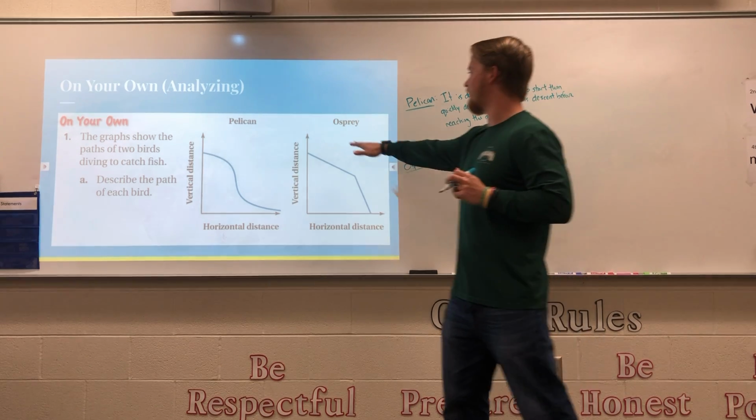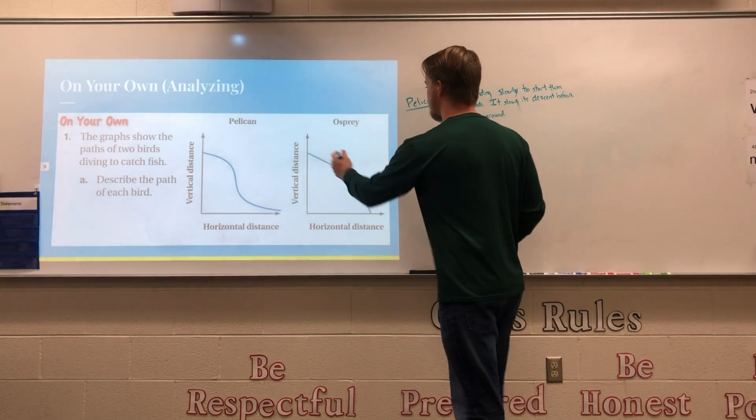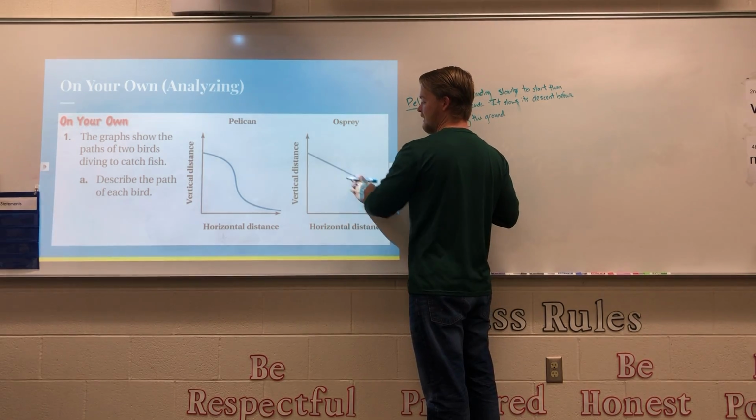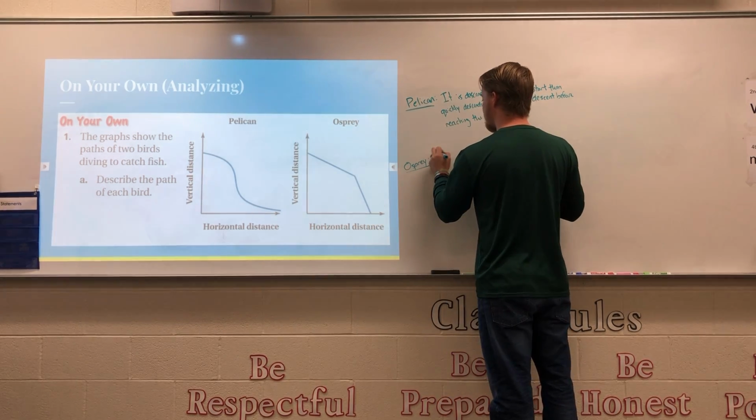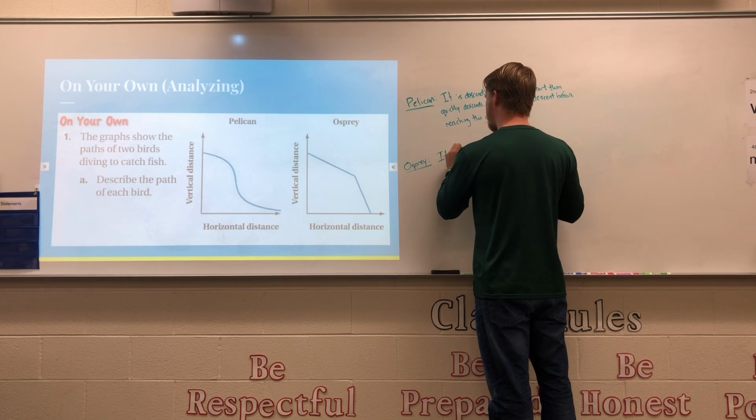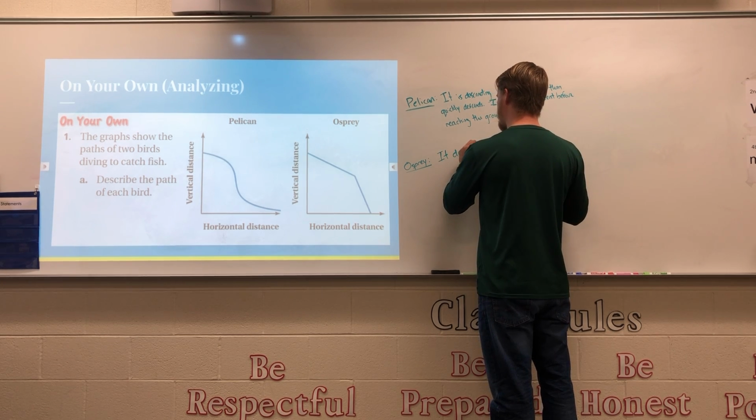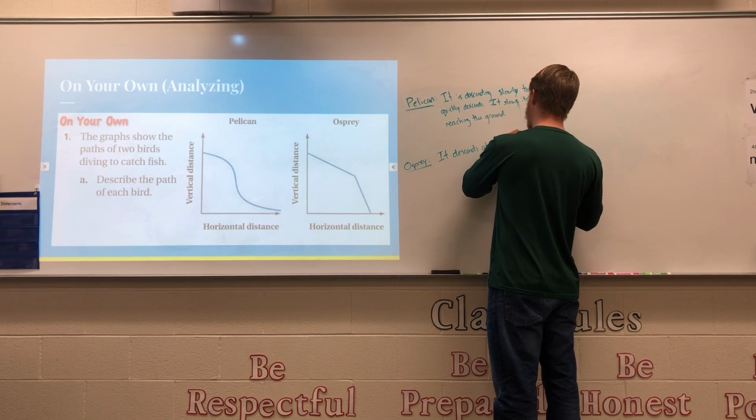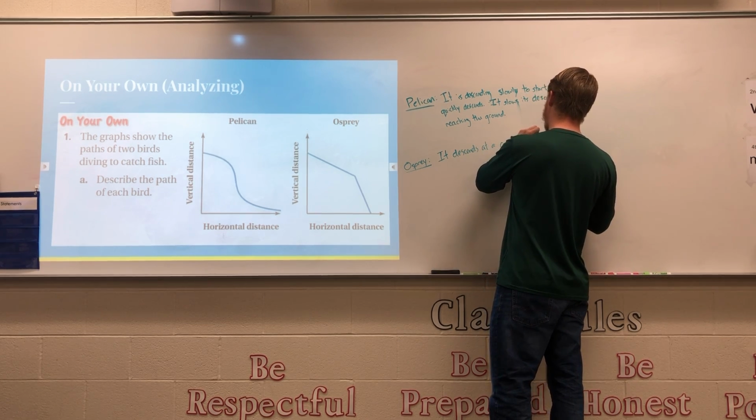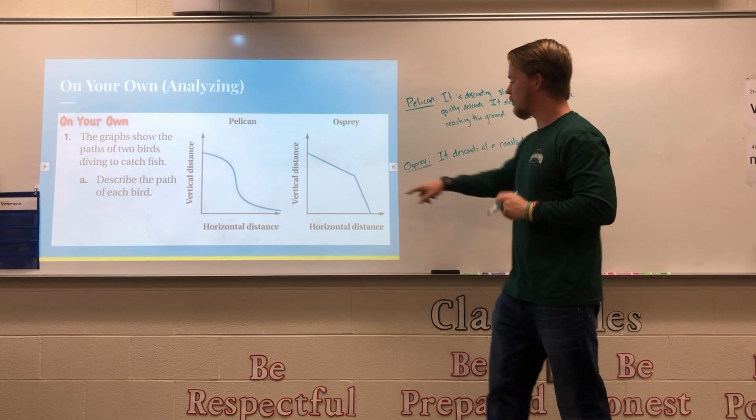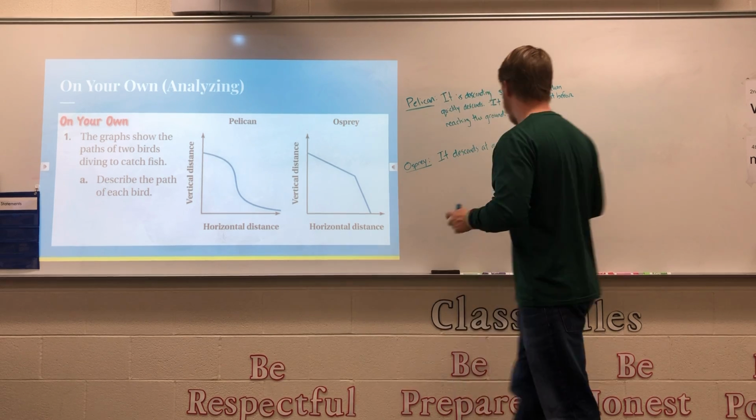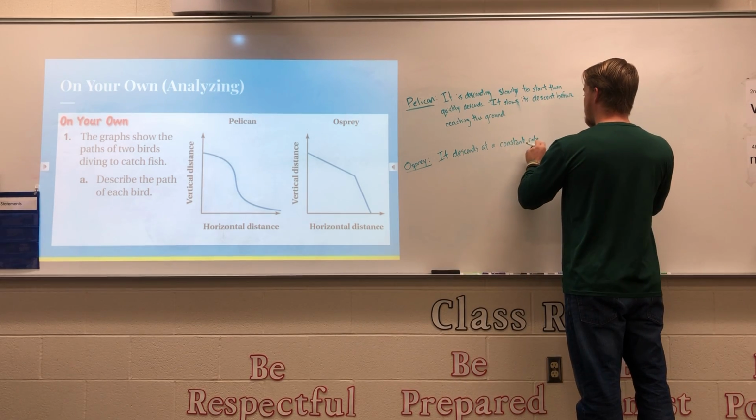And then again, we have an osprey. So it starts its descent, but as you can see, since that's a straight line, you can say it descends at a constant rate. And then once it gets to here, it's still a constant rate, but it starts descending quicker. So you just say it descends at a constant rate to start.